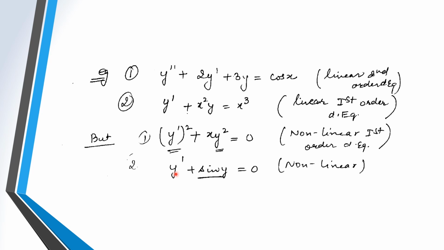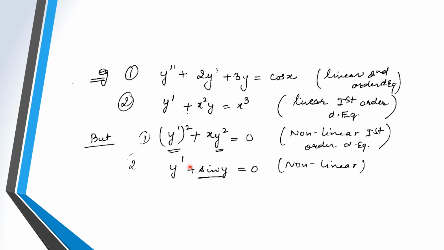One more example, y prime plus sine y is equal to 0. Again here we have a function of y, sine y. We can write down the expansion of sine y, it is y minus y cube by 3 factorial and so on. So again the degree of y is not only 1, it is more than 1. Therefore this differential equation is not linear. This is a non-linear first order differential equation.